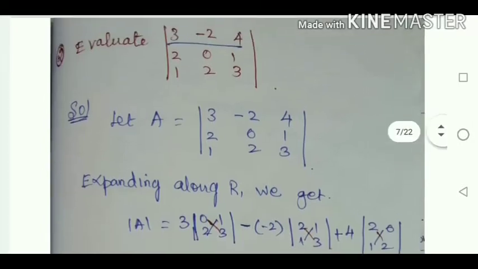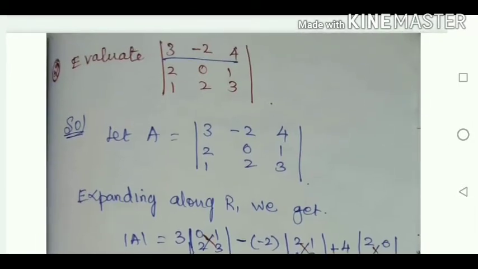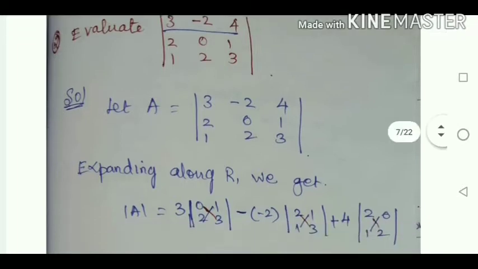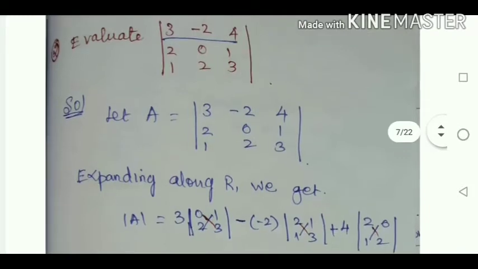Here the first row, first element is 3, so 3 into the minor of element 3, which equals 0 1; 2 3. Likewise next you put the sign minus according to the formula, then here -2 is there. So minus 2 into the minor of -2, which is 2 1; 1 3, that is, by eliminating the first row second column you are getting 2 1; 1 3. Likewise the third element in the first row is 4, 4 into, here also you eliminate the first row third column, so you are getting 2 0; 1 2.